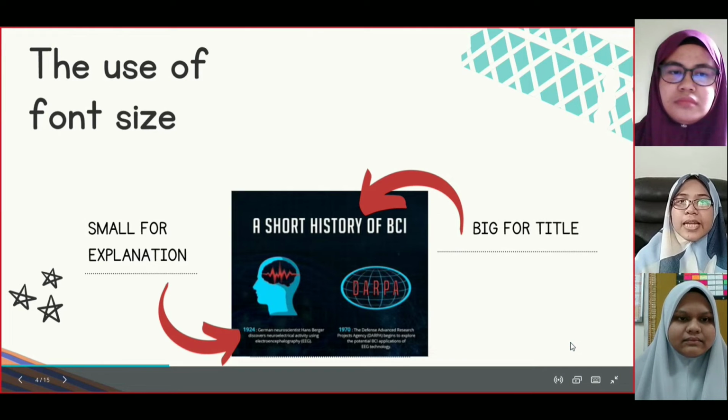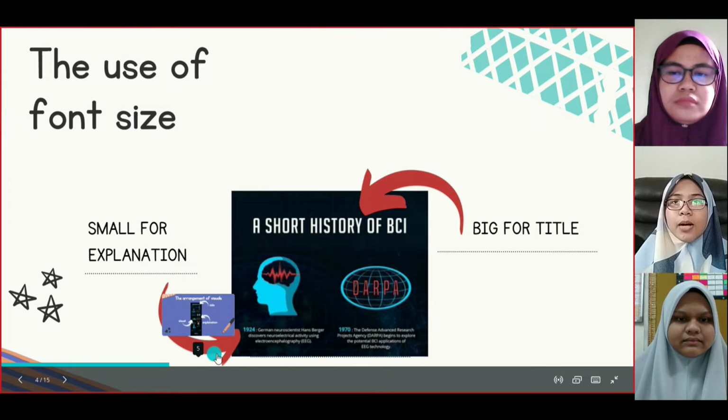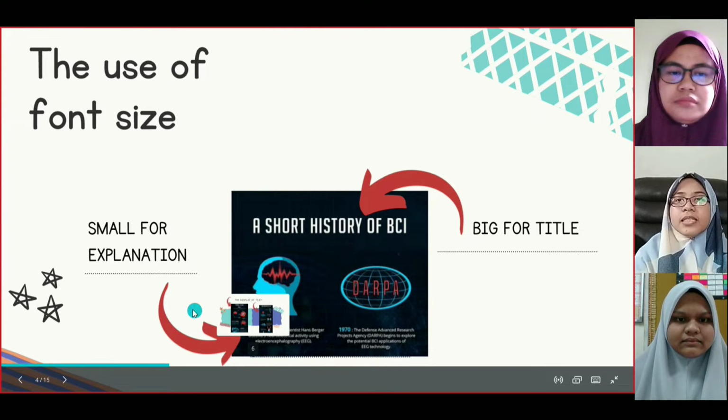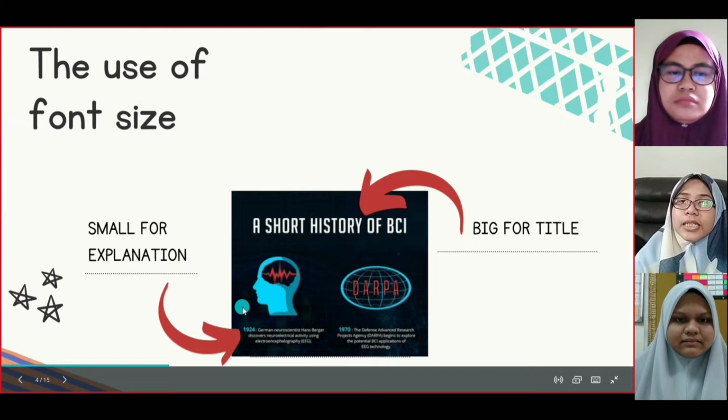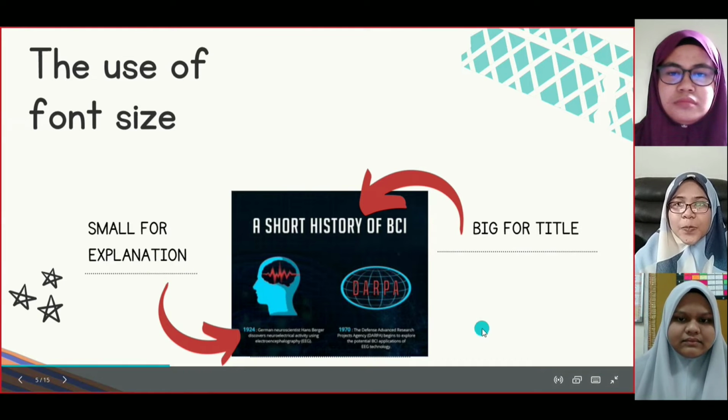The use of font size. The font size is a bit small for the explanation, but it is big enough for the title. So for the explanation, we need to zoom in so that we can see clearly. But for the title, we don't need to zoom in because it is already big.